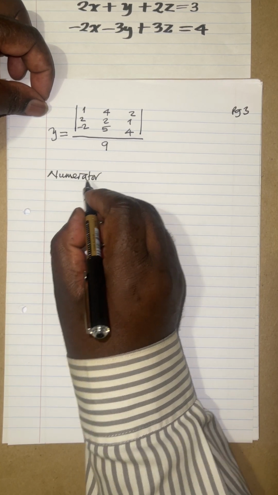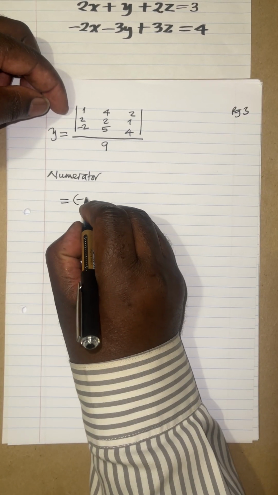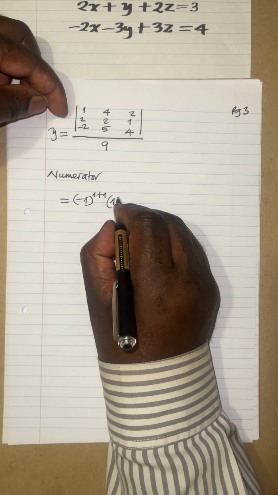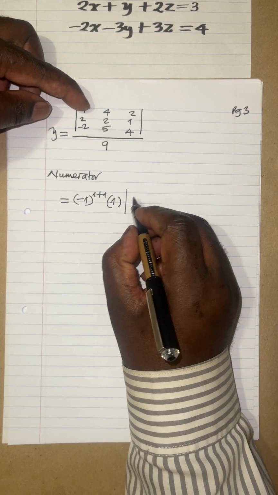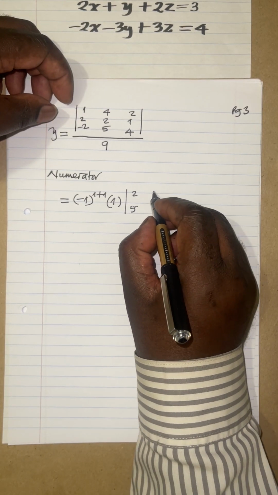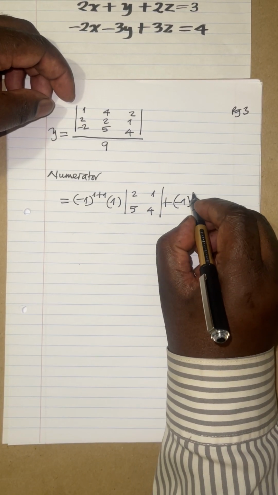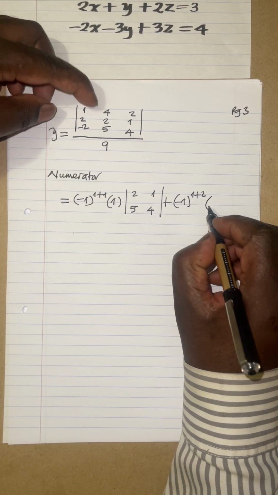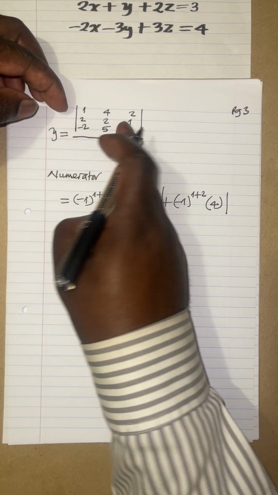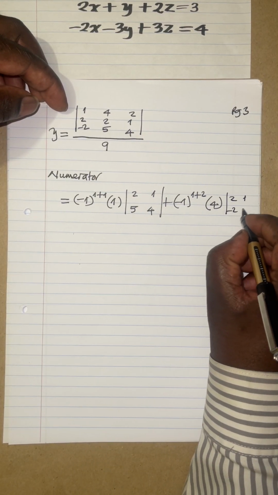The numerator will be equal to, if I go straight into working out the determinant, minus 1 to the power of row 1 plus column 1, and we're focusing on the number 1, that number there, multiplied by the determinant of 2, 5, 1, 4, and then plus minus 1. We're still in row 1, but we're now in column number 2. Our number of focus is 4, and then we're multiplying that by the determinant of 2, 1, minus 2, 4.